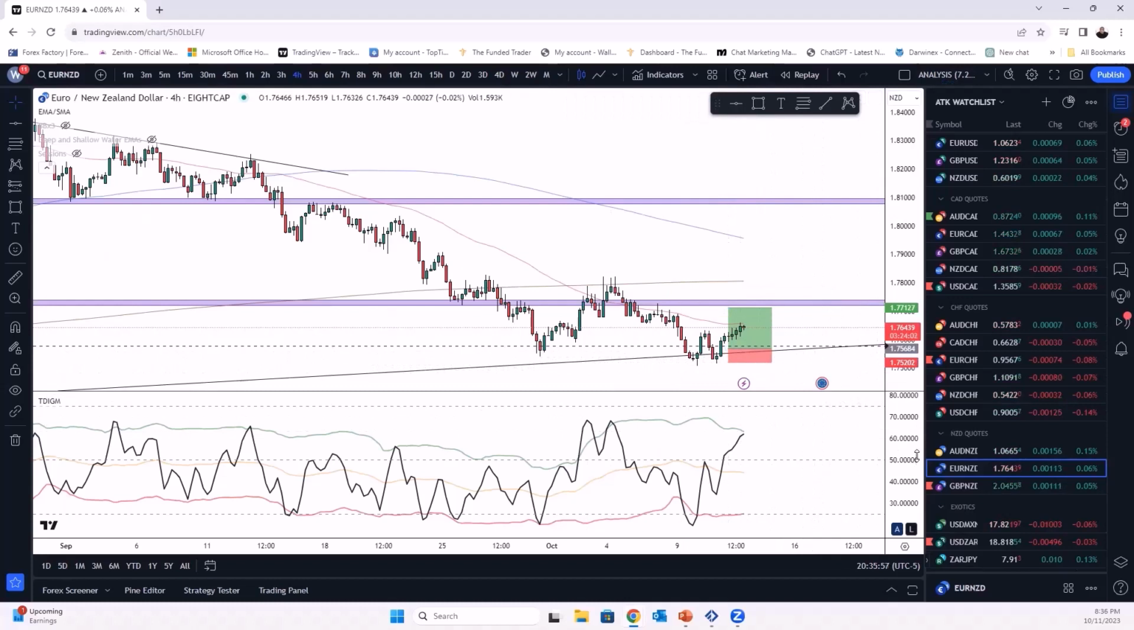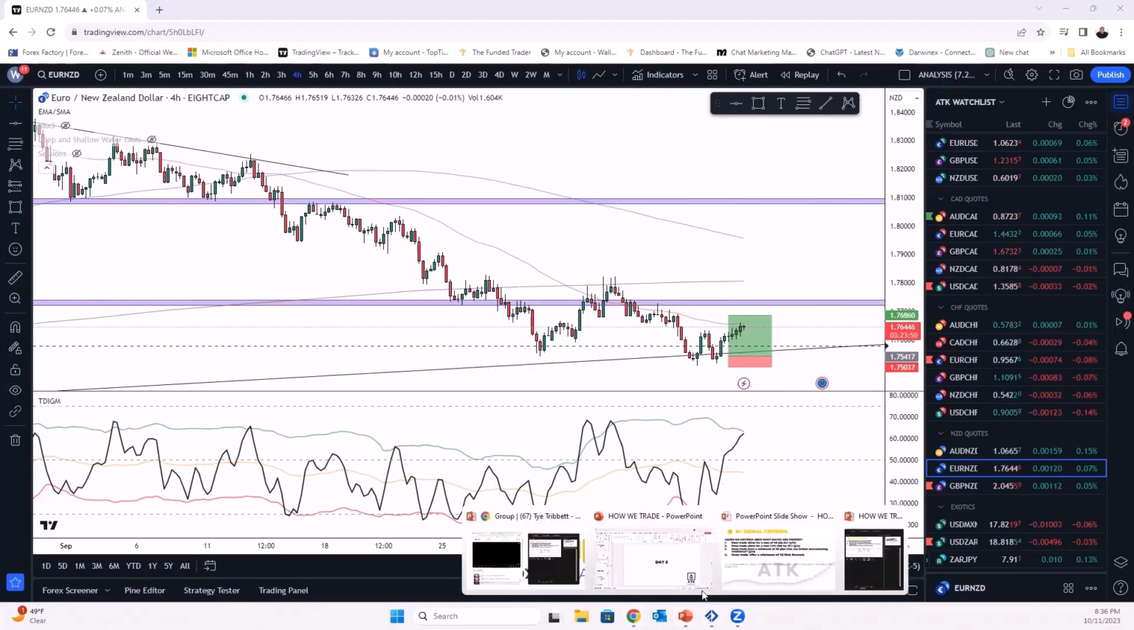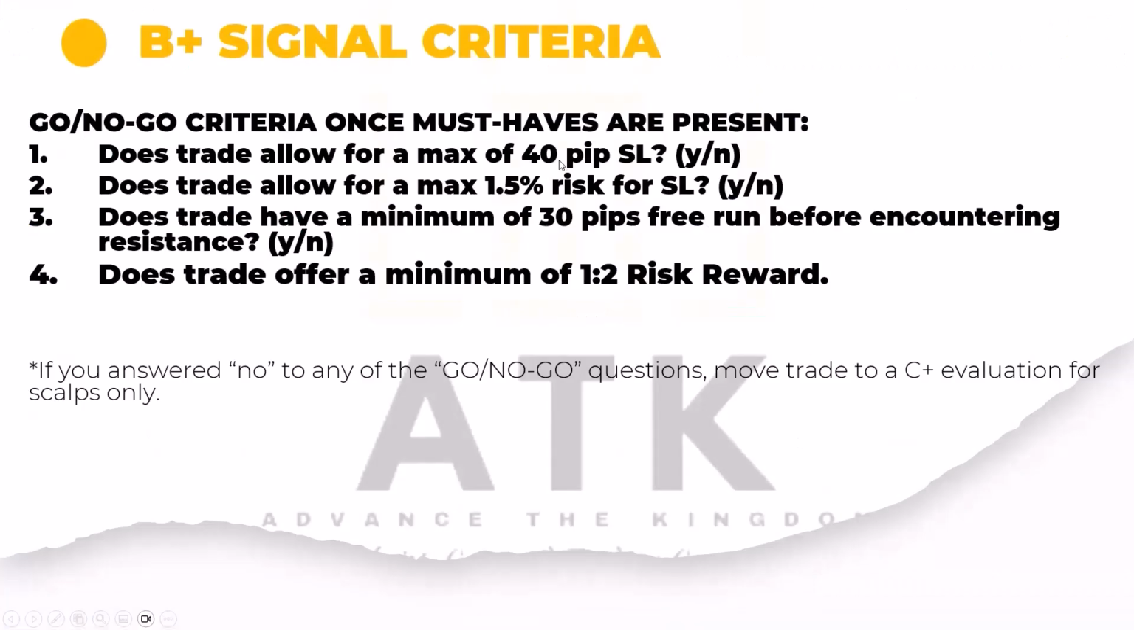Right? And that's what that's meaning. Or I could leave it at 40 and just take the entry a lot lower if it comes down there. Right? And so that's what we're talking about for a B. Has to be at least 40% stop loss. Does the trade allow for 1.5% risk for stop loss? Is there a minimum of 30 pips free running room, and does it have a 1 to 2?